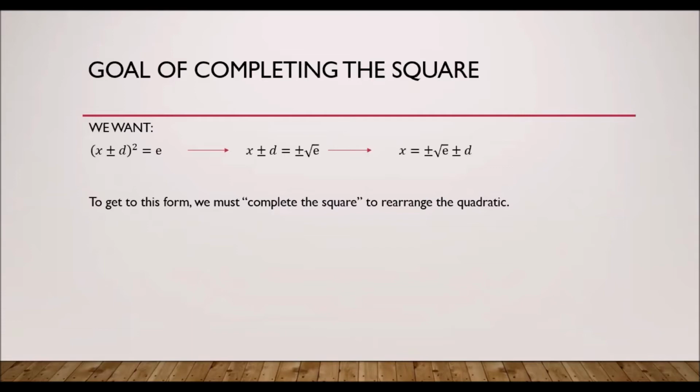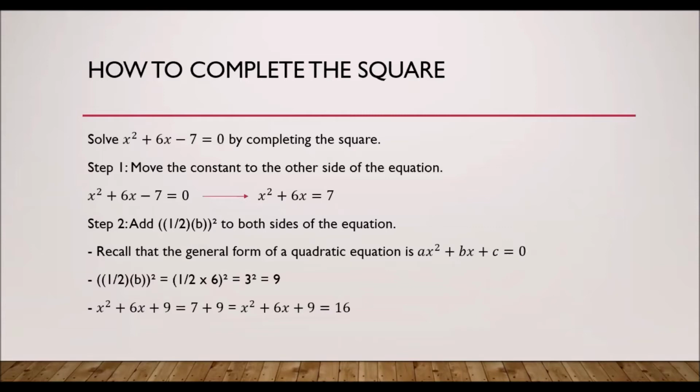To demonstrate how to complete the square, I'll use an example problem. First, we need to move any constants, or terms without a variable, to the other side of the equation. Here, I would do this by adding 7 to both sides of the equation to get x squared plus 6x equals 7. Now, we need to add a number to both sides in order to make the left side able to be factored into a binomial squared.